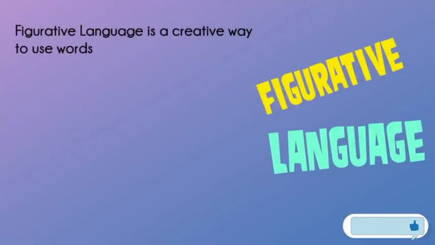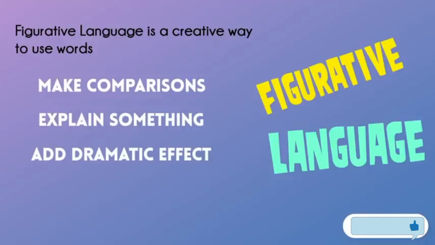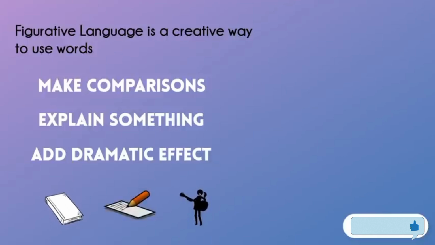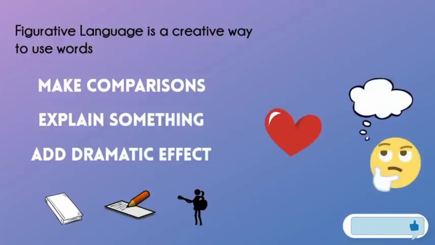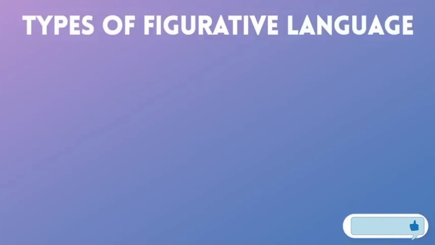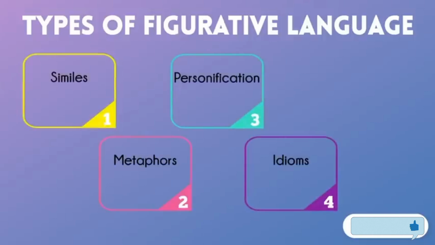Figurative language is a creative way to use words or phrases to make interesting comparisons, explain something that is abstract, or add dramatic effect. Writers often use figurative language in stories, poems, and even songs. It makes a text more engaging and relatable as it draws on the reader's emotions and helps them think about a topic in a new way. While there are many types of figurative language, in this video we're going to focus on similes, metaphors, personification, idioms, and hyperbole.